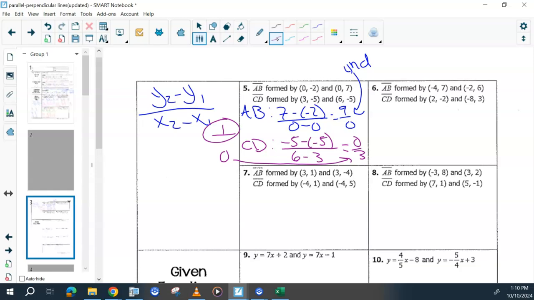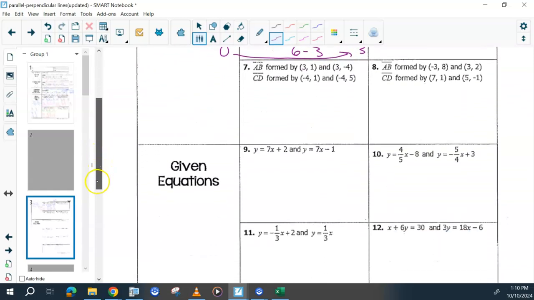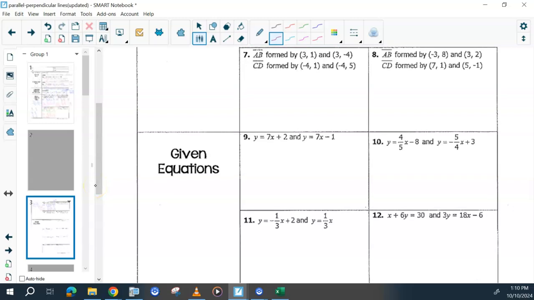Okay, so if you get something like this, keep going. Remember that this is undefined and this is 0, so those would be perpendicular. Any questions on how to determine those from finding slope? We're going to look at equations now. In number 9, say that one more time. Okay, in number 9, are those parallel, perpendicular, or neither? Looking at the slopes.